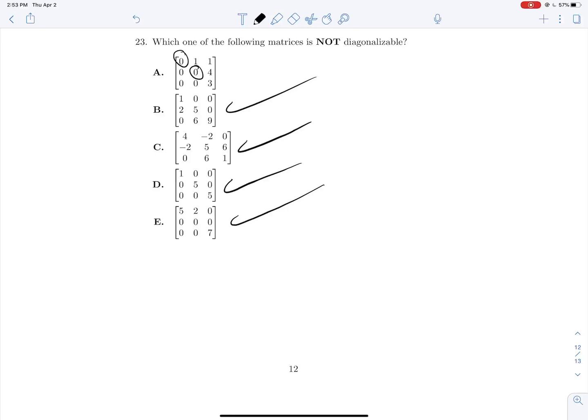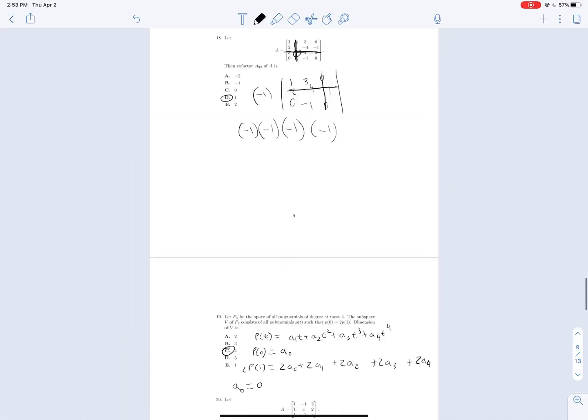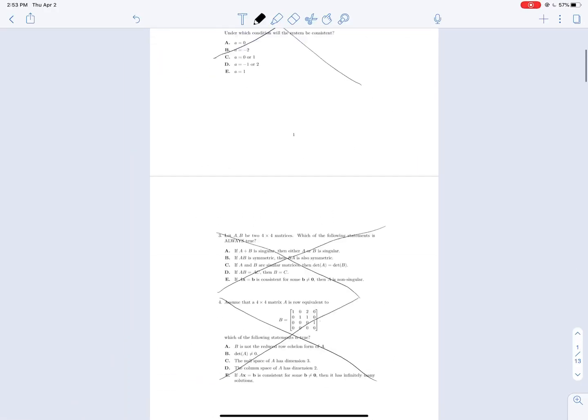But in this case, you can just see it. If we plug in lambda equals 0, we are going to have 2 pivot positions. We'll only have 1 free variable, and thus A is non-diagonalizable. We're only going to have 2 eigenvectors. So 23 is A.